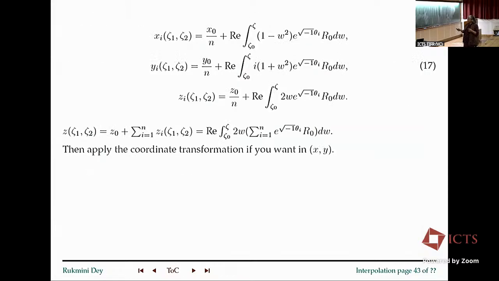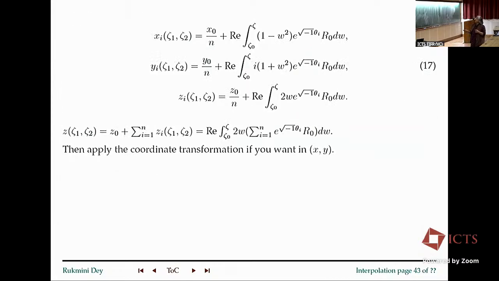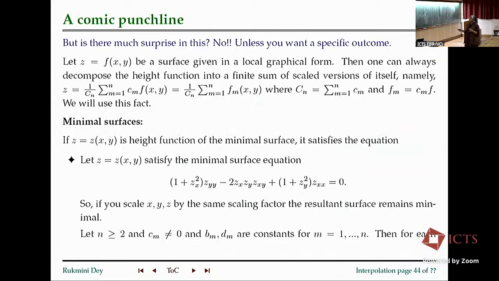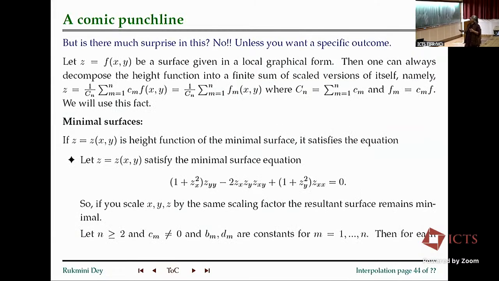And of course, you can do it for the conjugate family and get some nice results. So the conjugate family, you know, is where this is e to the, so it's R naught e to the i theta. And you can fix certain thetas and get a finite sum. And then you can play with it and use it. But this is the comic thing.